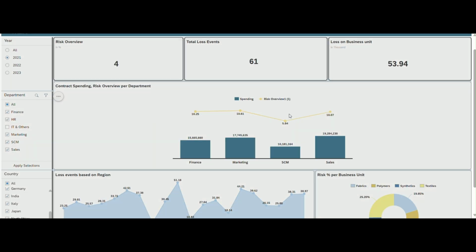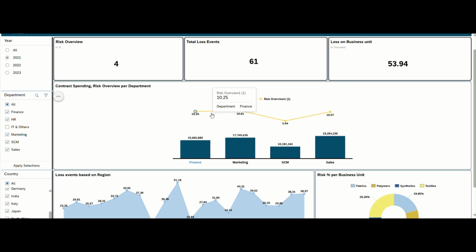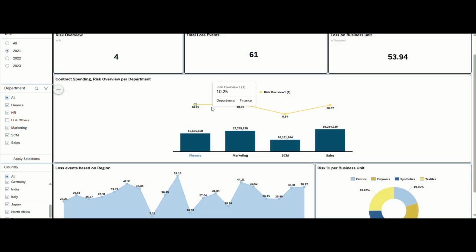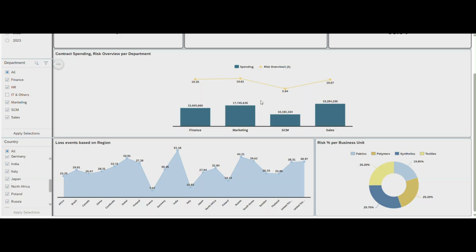are we spending heavily in areas with low risk? Or is high spend coupled with high risk? This helps department heads and executives prioritize where risk management resources are most needed, making sure that high-risk, high-spend areas get extra attention while low-risk departments stay lean and efficient.